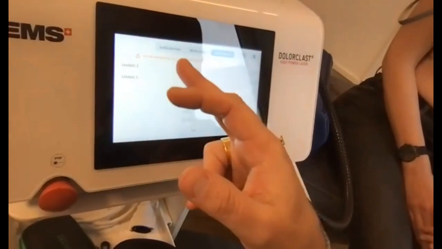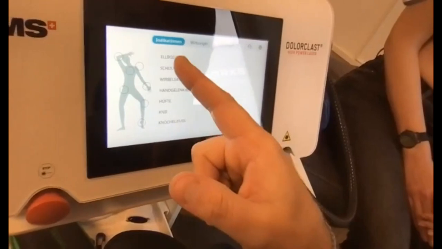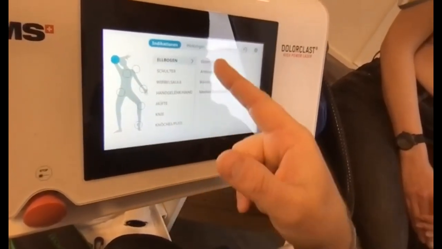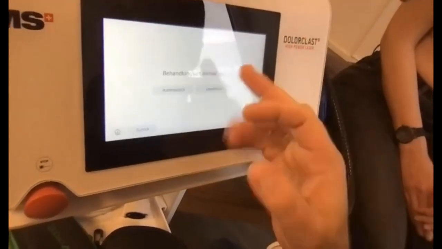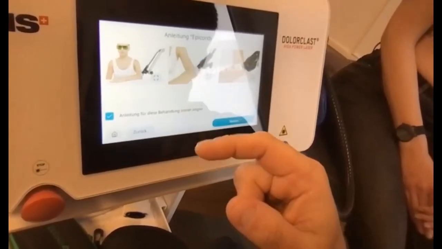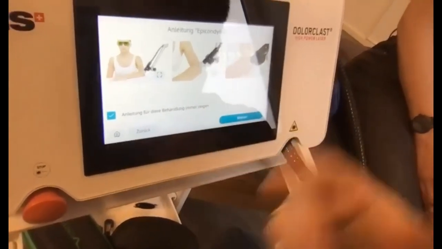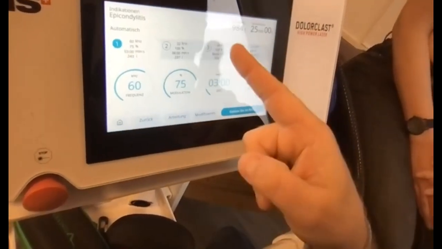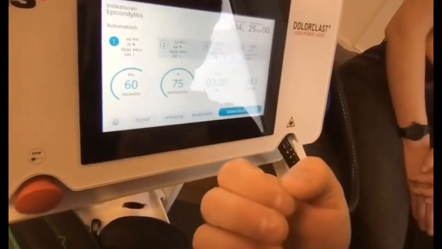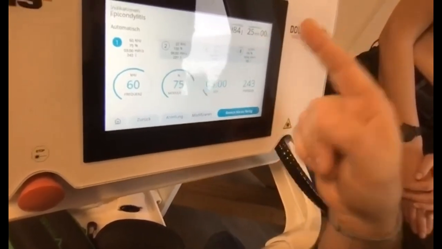What I want to show is that we have 3 parts. We have the indications. You can put your finger on every indication, and then you see here diagnosis means indications for the laser. This is already programmed, and they show you where you have to put it. I think everybody knows that, but you have it in the picture here. And then it's automatically, for example, a program for epicondylitis, very severe epicondylitis with inflammation that is so painful that I cannot start the shockwave. Then I use this program about 15 to 25 minutes.